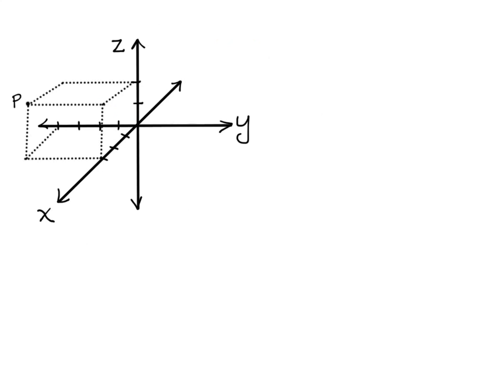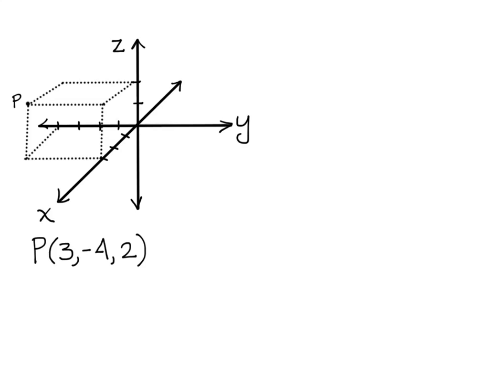Alright, so on page 2 of your packet, you should have a drawing that looks similar to this. And you'll notice that in order to get to the point P, I've had to move 3 units along the positive x direction. I've moved 4 units to the left, which means -4 in the y direction, and up 2 units in the z direction. So the point P is given by (3, -4, 2).